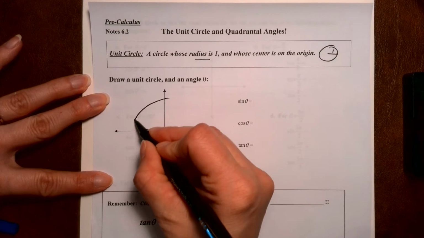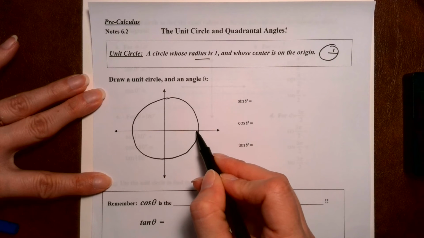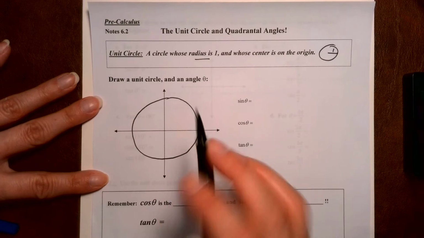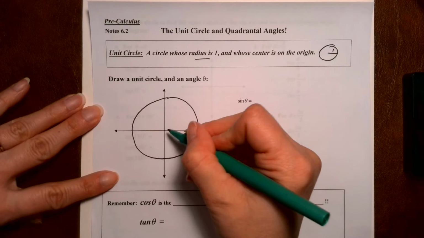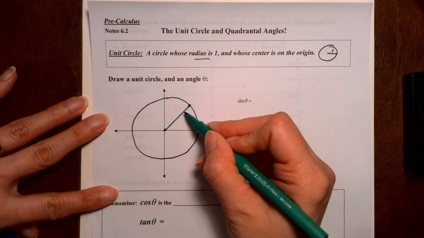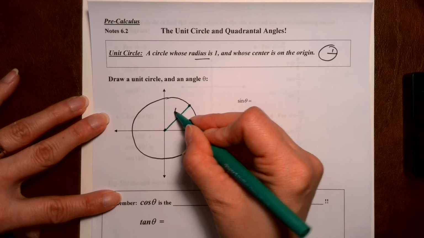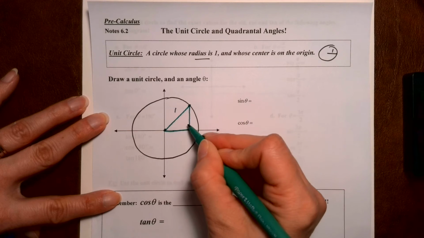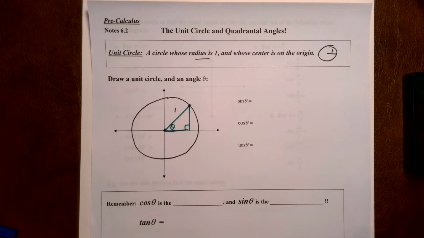So the circle has a radius of 1, which means I only want 1 unit out this way, 1 unit up. Now we're going to draw an angle in this triangle. I'm going to draw one in quadrant I, going from the origin to that circle. How long is that piece right there? Since it's a radius, it's going to be exactly 1. Then you go directly to the x-axis and make a 90-degree angle, and you always put the angle theta near the origin.